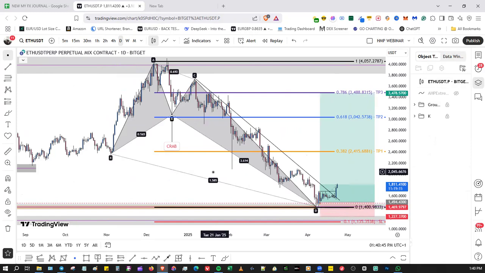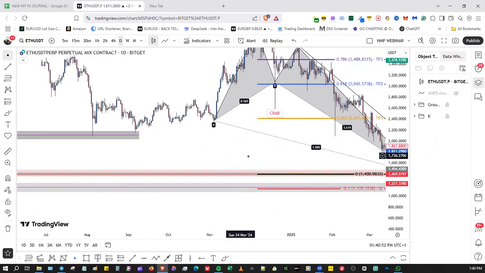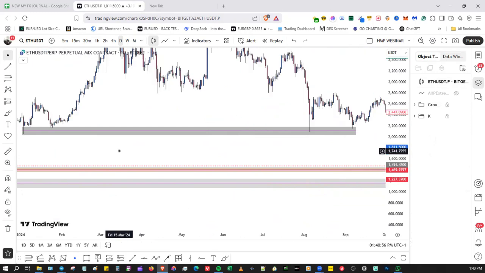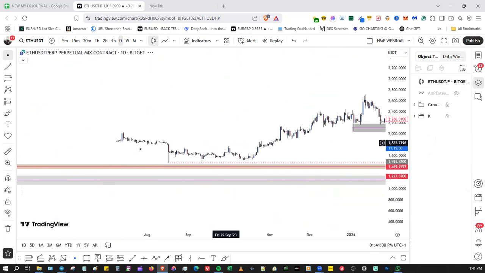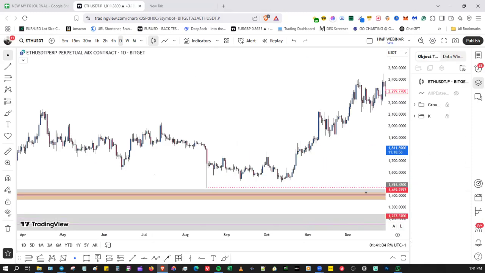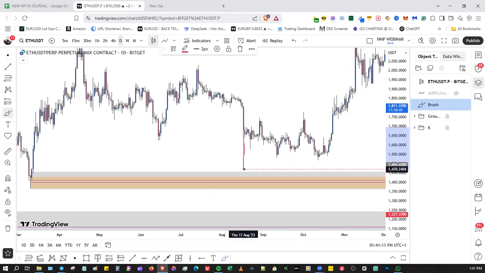Now let's look at this low. Let's go to the left and look at what happened here on the left. Now you can see what happened here. I don't know if you can see this clearly, but see what happened. This was a rejection into this level.